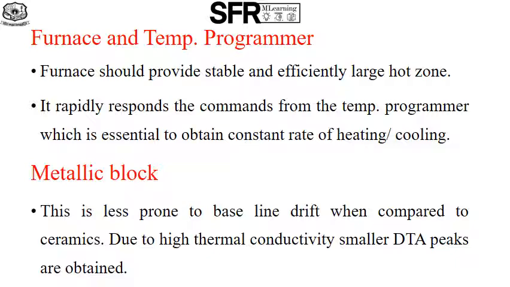Second one is the furnace and temperature programmer. The furnace should provide a stable and sufficiently large hot zone. It also quickly responds to the commands from the temperature programmer. This is very essential to maintain a constant rate of heating or cooling in the furnace. Third one is the metallic block. Metallic block is less prone to baseline drift when compared to ceramics. Due to the high thermal conductivity of the metals, small DTA peaks are obtained when compared to that of the metallic block.